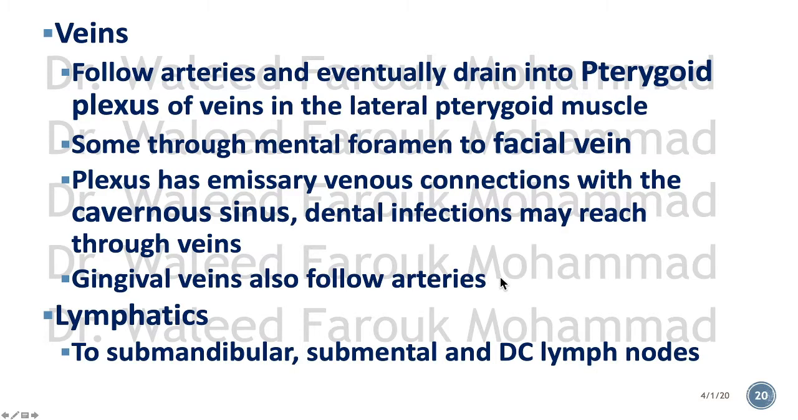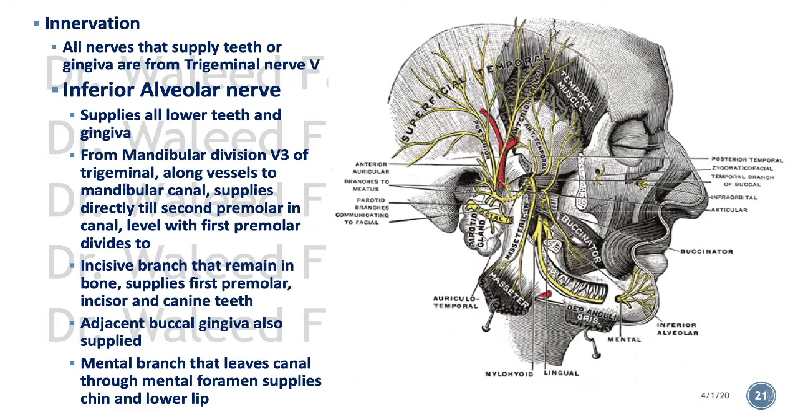Lymphatics to the submandibular, submental, and deep cervical lymph nodes. Now the innervation. The innervation, of course, expect alveolar, the word alveolar. We have inferior alveolar. We have posterior, middle, anterior, superior alveolars.